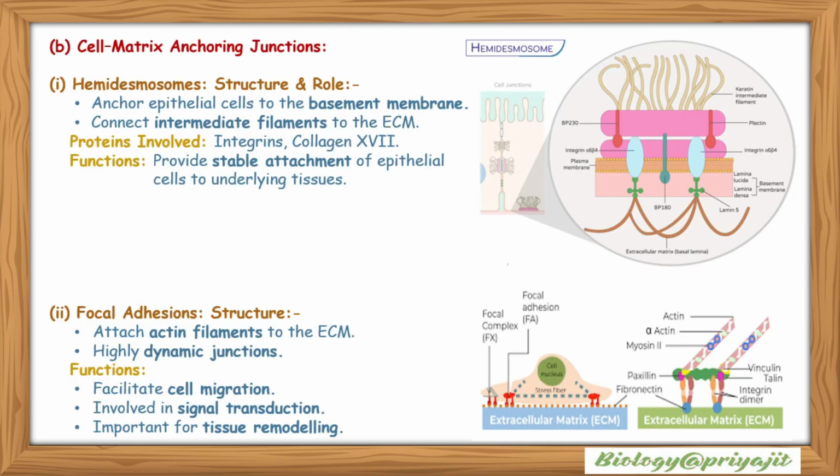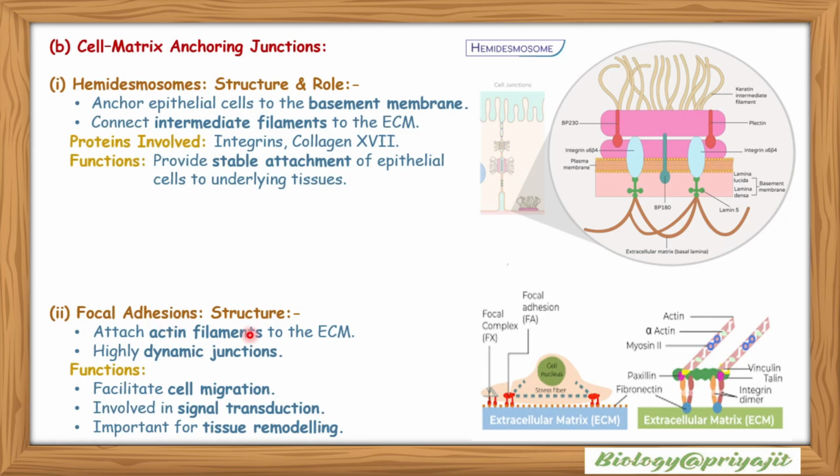Cell matrix anchoring junctions. There are two types of anchoring junctions. One is cell to cell, which we have already studied, and now we will study the cell matrix anchoring junctions. The first example are the hemidesmosomes. They anchor epithelial cells to the basement membrane. They connect intermediate filaments to the extracellular matrix. Integrin and collagen 17 are the proteins involved in hemidesmosome formation, and it provides stable attachment of epithelial cells to the underlying tissues.